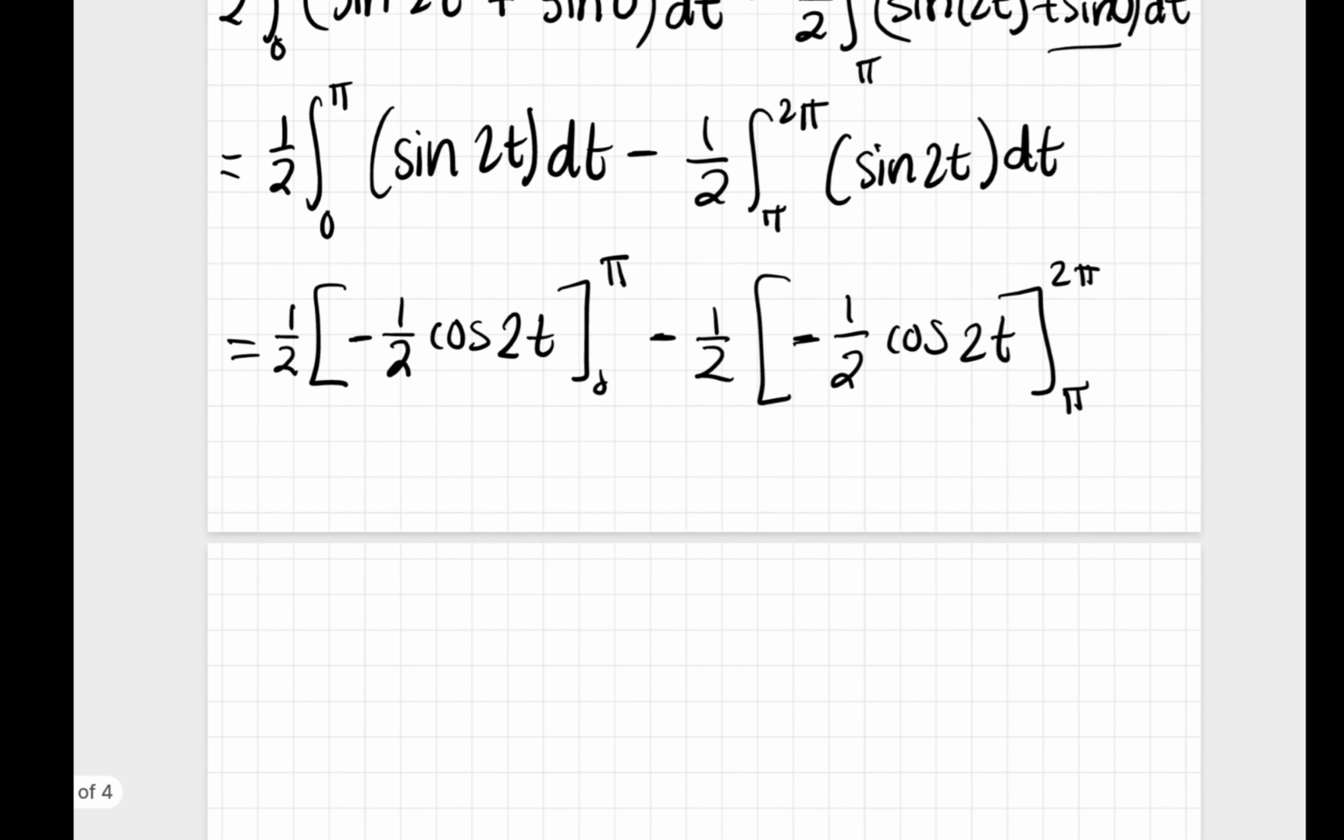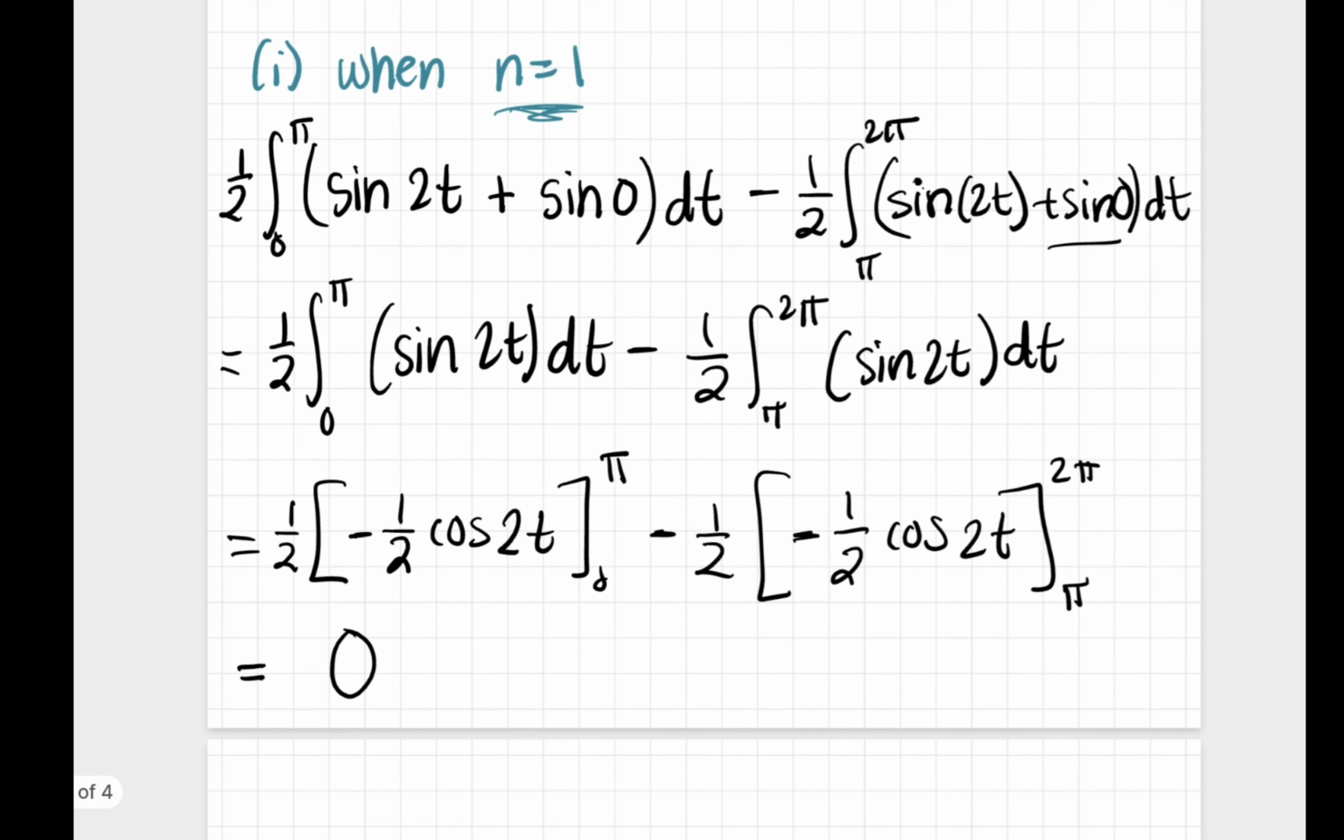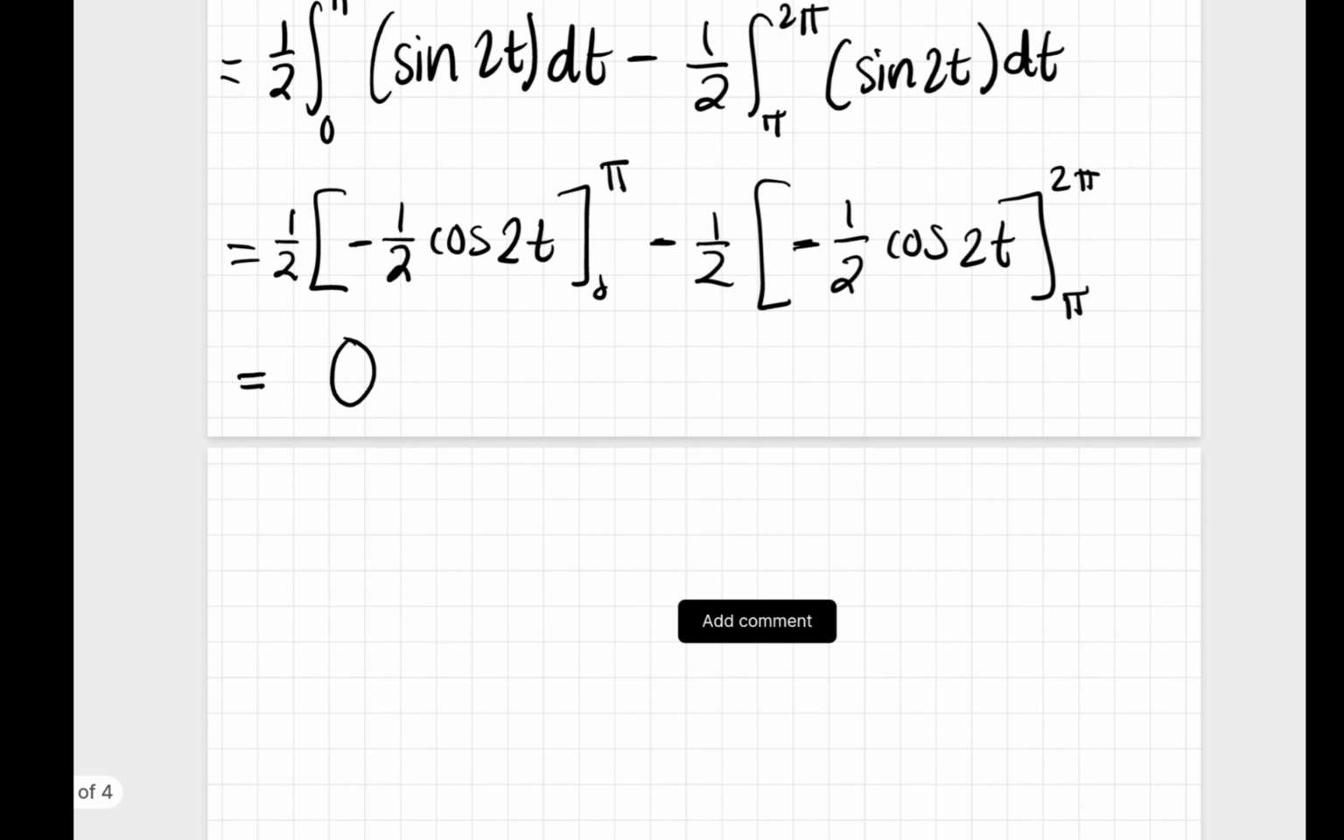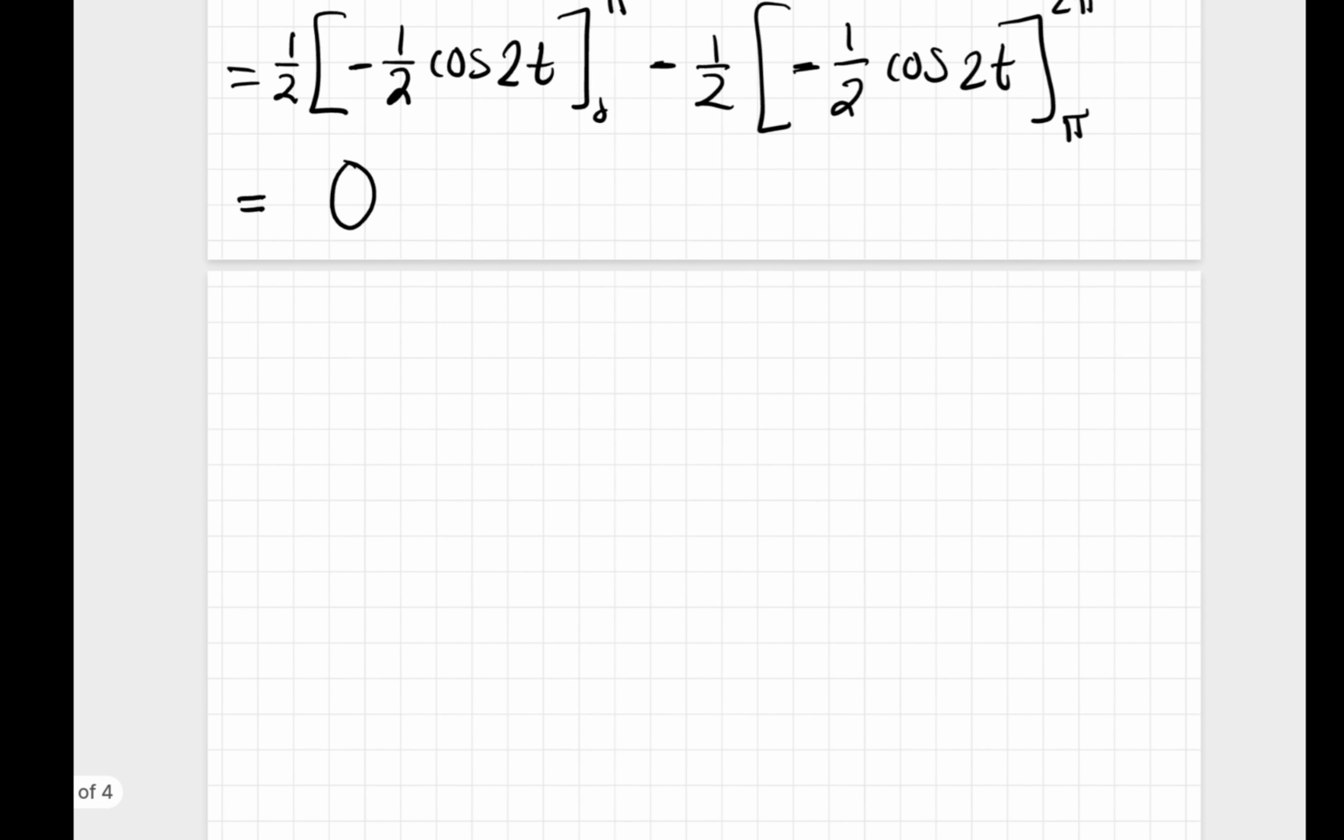So now that we have that, let's go ahead and solve it. Solving it is going to take a while, so I already solved it for you. I'm sure you all know how to replace t with 0, pi, and 2 pi. And once you do that, the final answer is just 0. But then again, that's only when n is equal to 1. Now we have to look at when n is greater than or equal to 2.